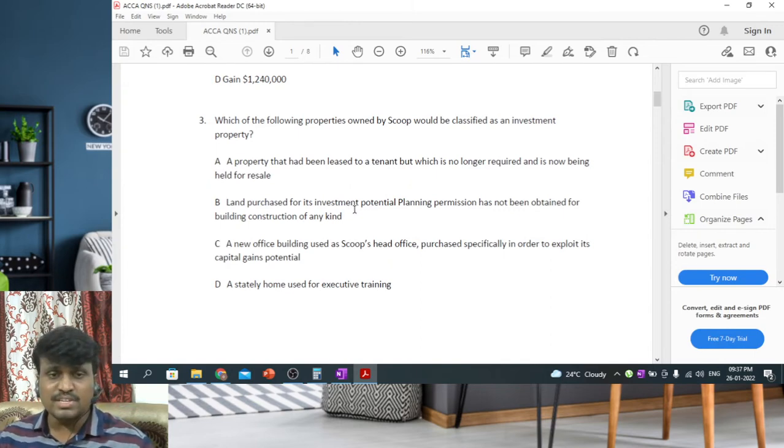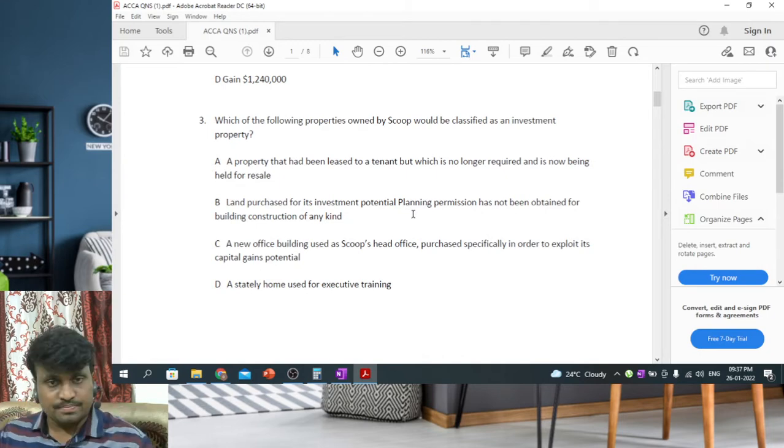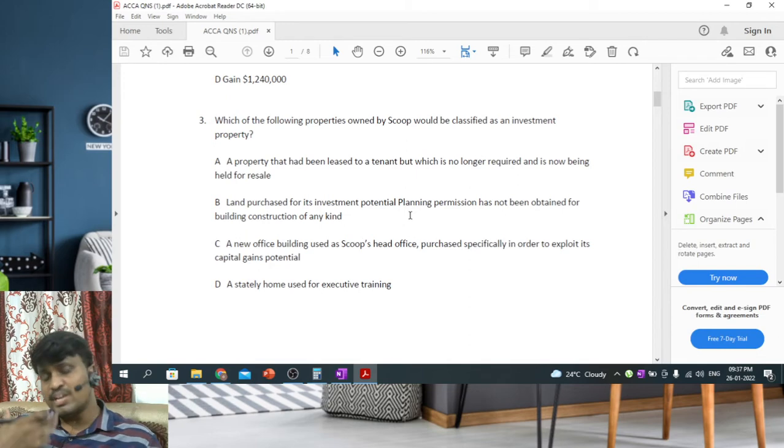Land purchased for its investment potential, planning permission had not been obtained for building construction of any kind. So any land or building which is purchased with an intention to earn income is covered under what? Investment property. So the B is right.